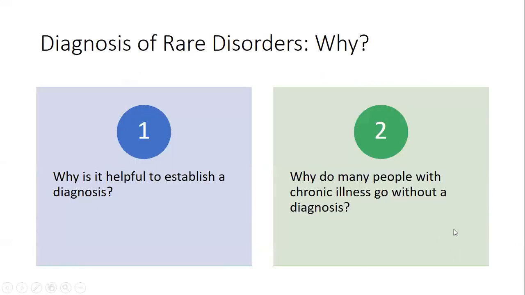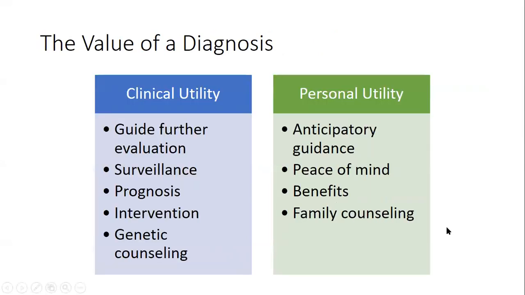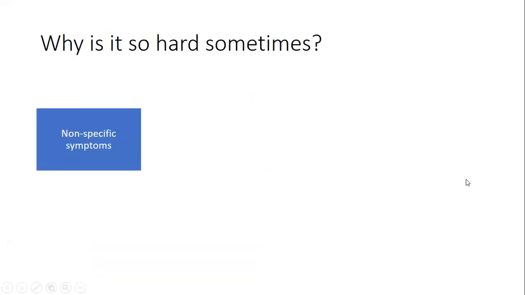Why is it helpful to establish, and why is it so hard? I'm going to divide this into clinical and personal utility. Clinical utility, short of actual treatment, could be guiding further evaluation. What should you be looking for? What's the prognosis? Then there's personal utility, such as peace of mind, which I think is what that individual developed, and really the idea that it helps you know what you're dealing with, even if it's not something you can treat.